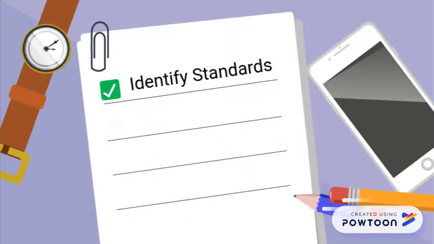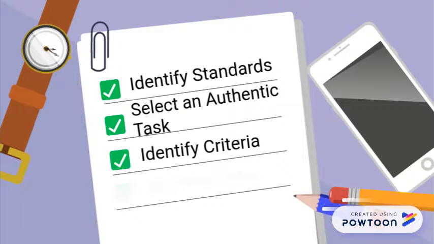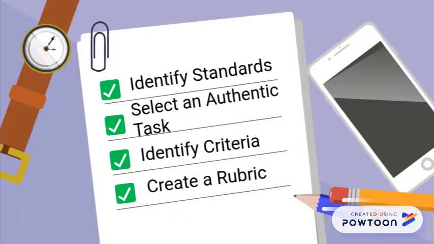The NEA suggests using these strategies to help you in formulating your authentic assessments. The first one, identify the standards that you want it to address. Second, select an authentic task. Third, identify the criteria under which it will be graded and create a rubric.